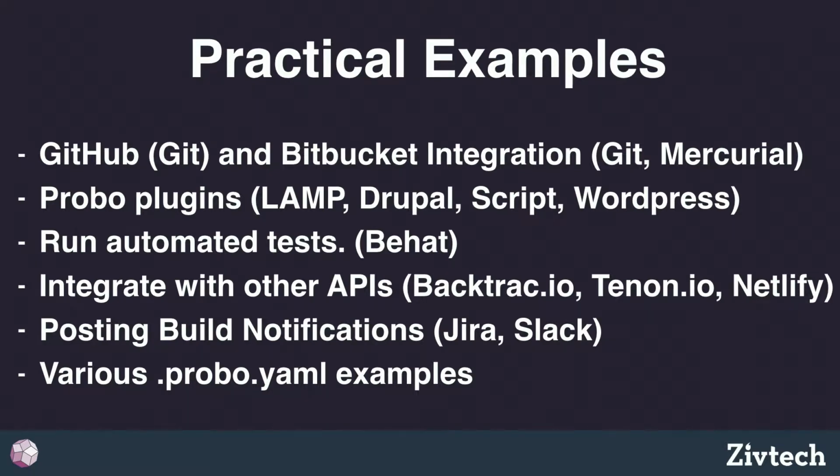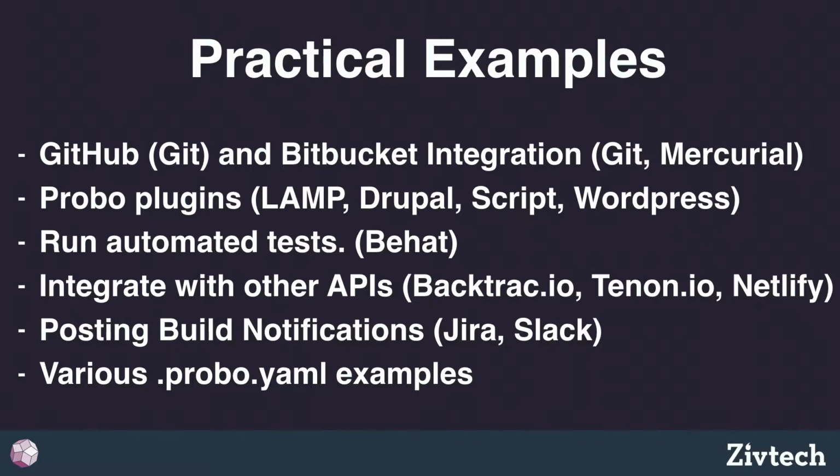GitHub integration, Bitbucket integration. It turns out that we not only support Git with Bitbucket, but we also support Mercurial, the way that our Bitbucket handler works. So that's kind of a bonus. I'm going to show off the main Probo plugins that we have currently for basically spinning up a fully integrated config based on the CMS that you're using, or just a general LAMP application.